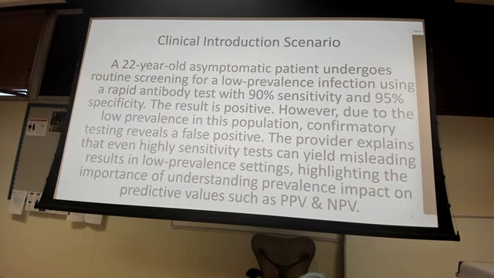All right, our clinical introduction scenario. A 22-year-old asymptomatic patient undergoes routine screening for a low prevalence infection using a rapid antibody test with 90% sensitivity and 95% specificity. The result is positive. However, due to the low prevalence in this population, confirmatory testing reveals a false positive. The provider explains that even highly sensitive tests can yield misleading results in low prevalence settings, highlighting the importance of understanding prevalence impact on predictive values such as PPV and NPV.